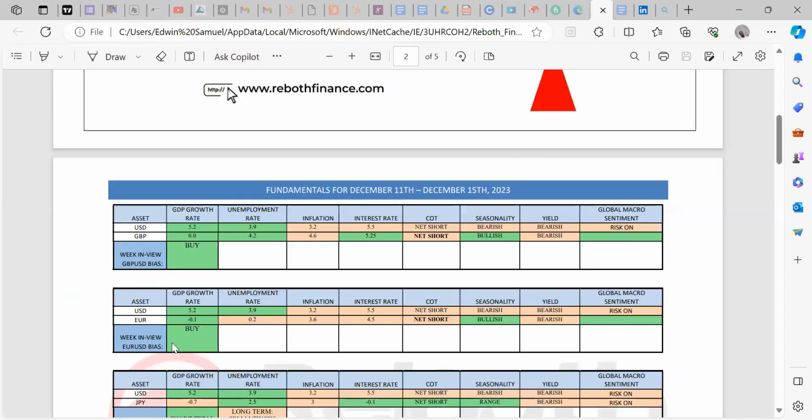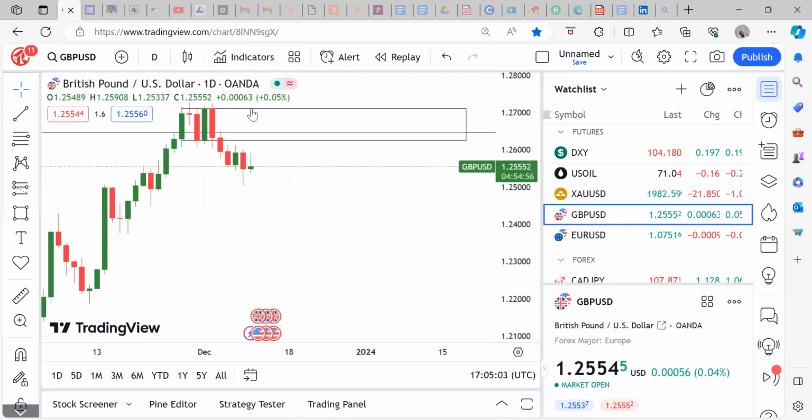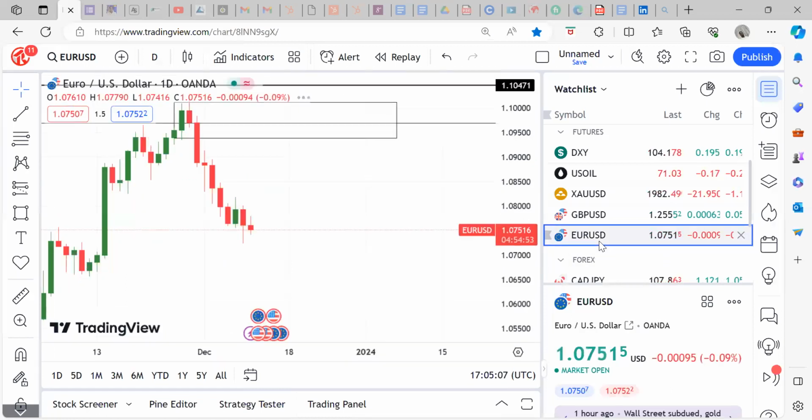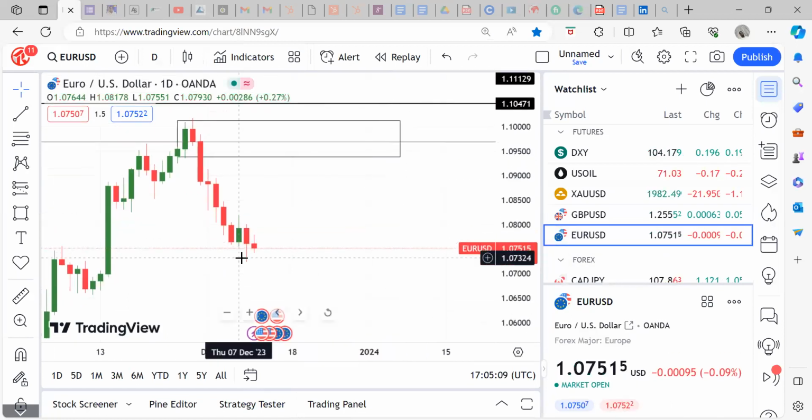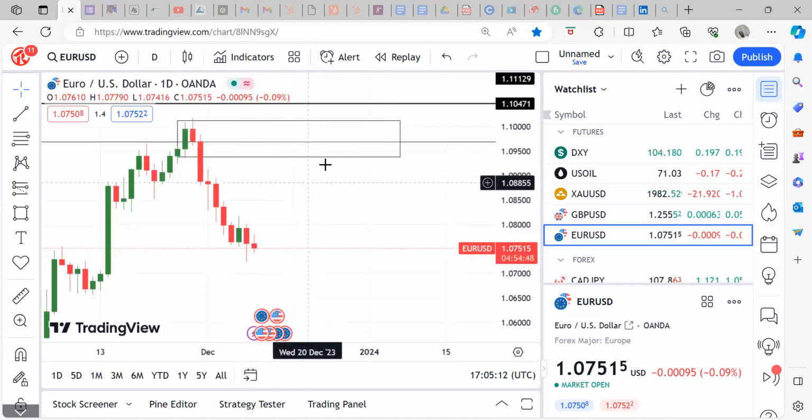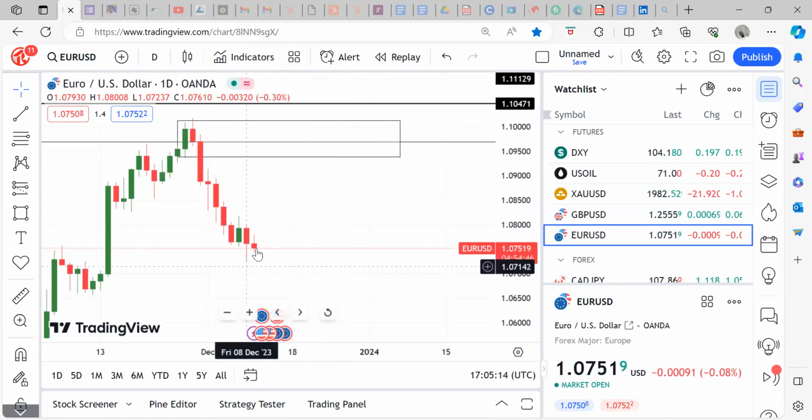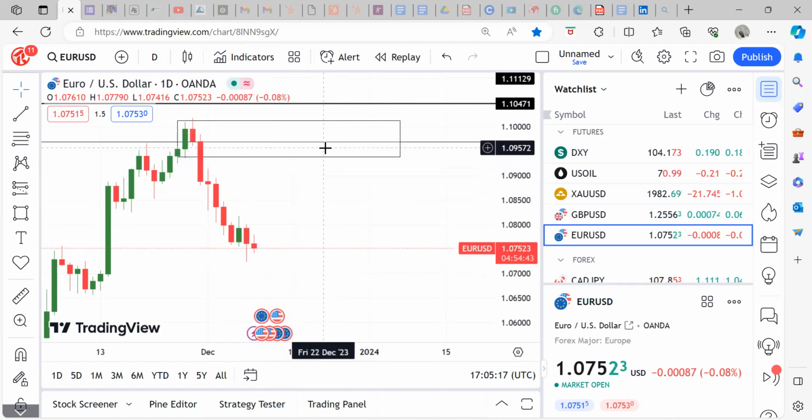On the Euro USD, same thing, we have a bullish week on Euro USD. You can see all the GDP growth rates, unemployment rates, inflation, interest rates, COT, seasonality, yields, and global macro sentiment. So for the week, we have a buy on Euro USD. Backing this up with technical analysis, we expect Euro USD to buy to this supply or this premium area. Hence why we are having a bullish week for Euro USD, right?